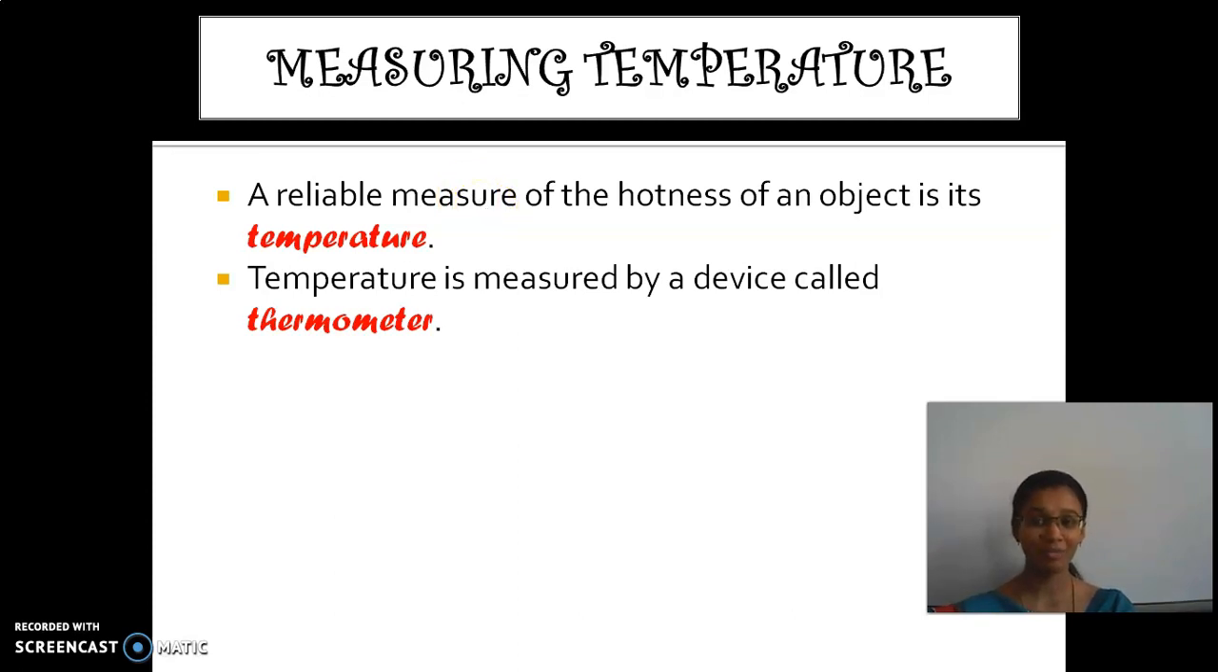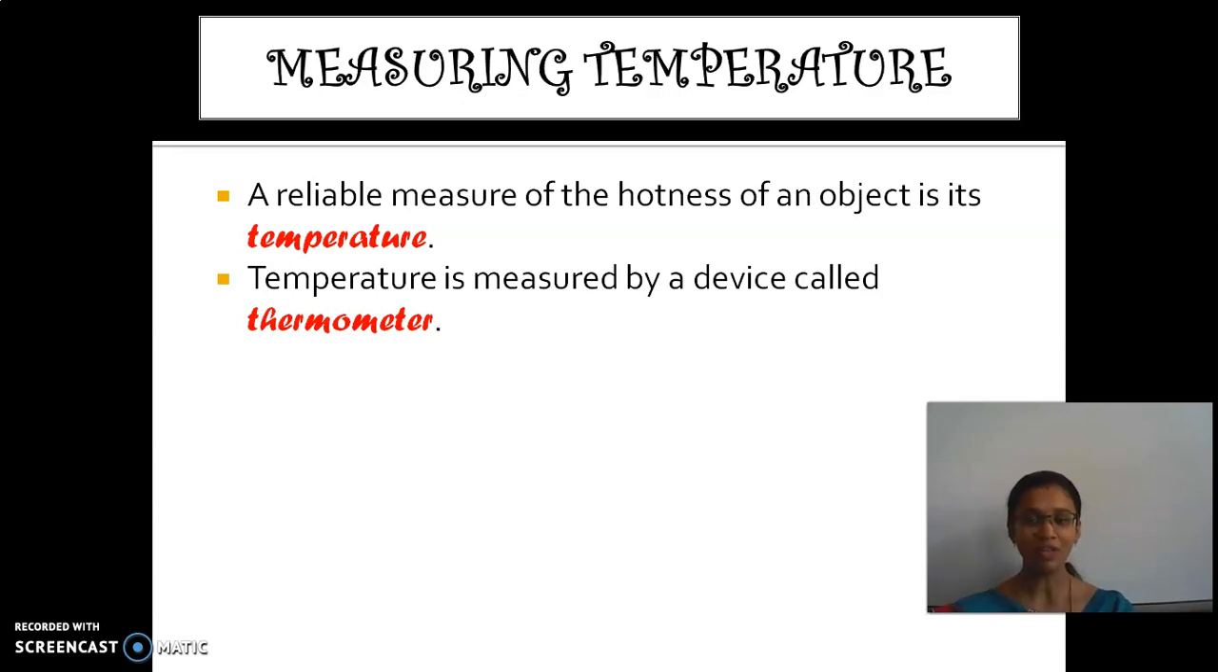We measure that in the range of temperature. They tell this in the news also, right? Today's temperature is 40 degrees Celsius or 20 degrees Celsius. So what is Celsius? It is the unit. And what is the measured quantity? That is temperature. So how is heat measured? Heat is measured by the quantity called temperature.